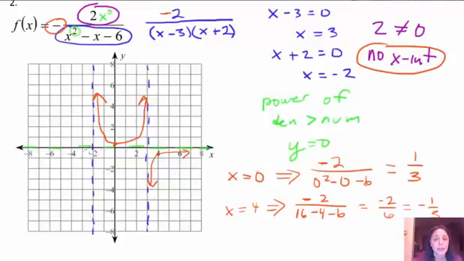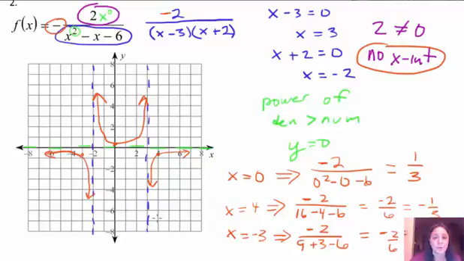I still need this other side. I expect it to mirror this side, but let's just check a point over here. I can try negative 3. That is going to give me negative 2 over negative 3 squared, which is 9, minus negative 3, which is plus 3, minus 6. 9 plus 3 is 12, minus 6 is 6, and that's going to be negative 2 over 6, which is negative 1/3. So it's going to be right around here, a nice mirror. I know I have no x-intercepts, so I can safely sketch my curve in here approaching this asymptote.